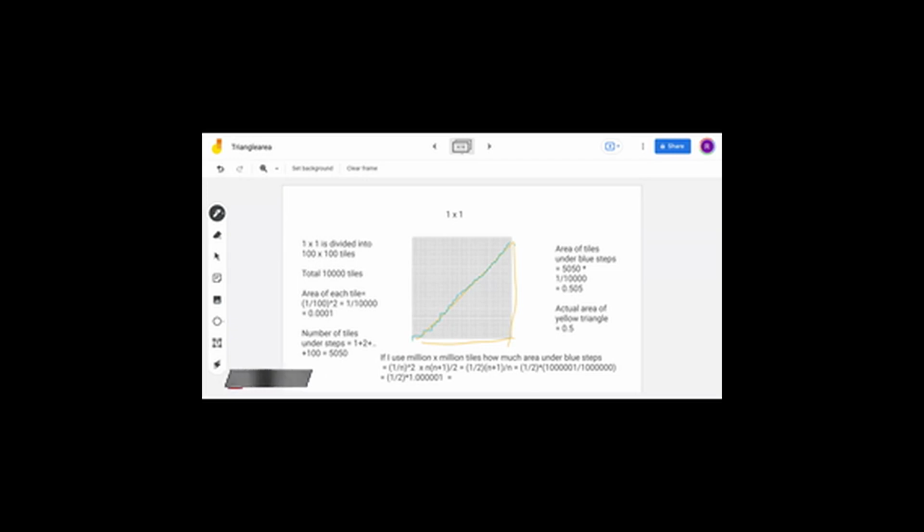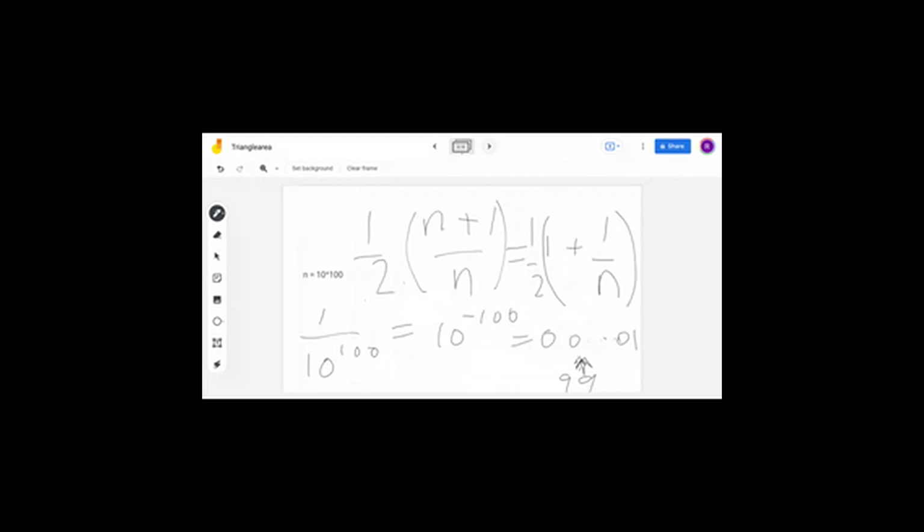We got n columns, n rows, and then we counted the number of tiles under the steps. The number of tiles was 1 plus 2 plus 3 plus 4 till n, which is n times n plus 1 by 2. And the area of each tile is 1 over n squared. So we get 1 over n squared times n times n plus 1 by 2. If you simplify this, you get half of n plus 1 by n, and if you simplify that more, you get half of 1 plus 1 over n. And this 1 over n becomes very small. As n becomes bigger and bigger, this becomes smaller and smaller, and this whole thing becomes close to 1. That's why the area is half. Anyone else who did not understand?